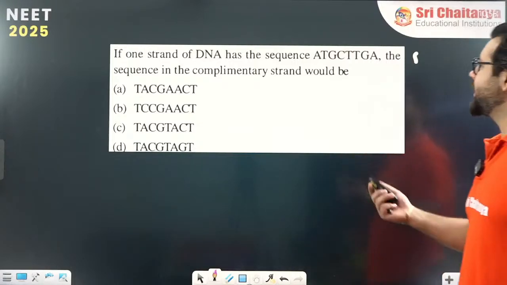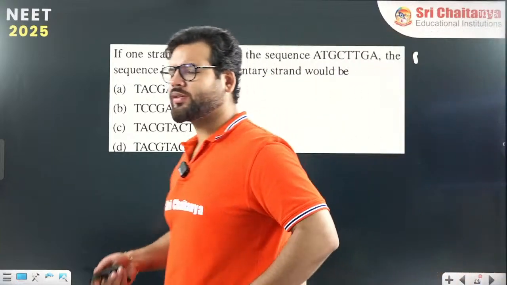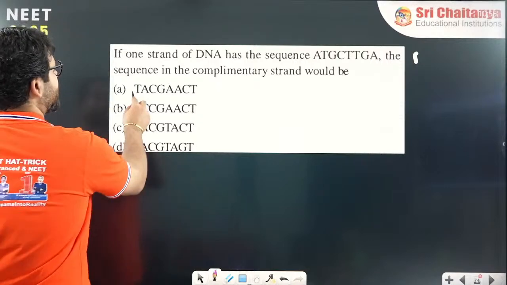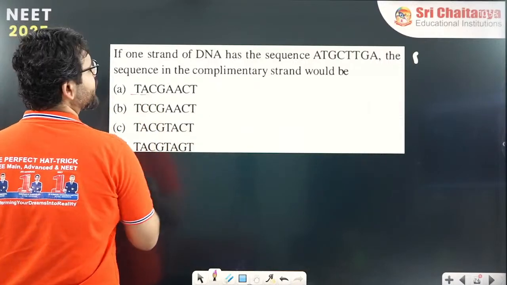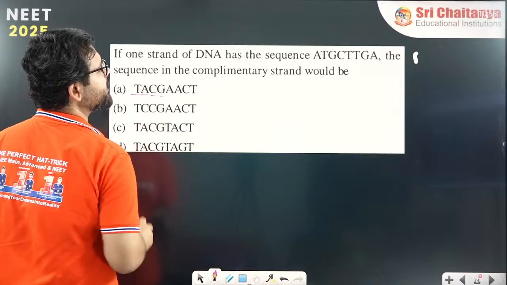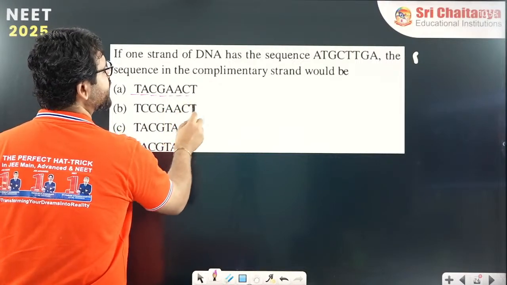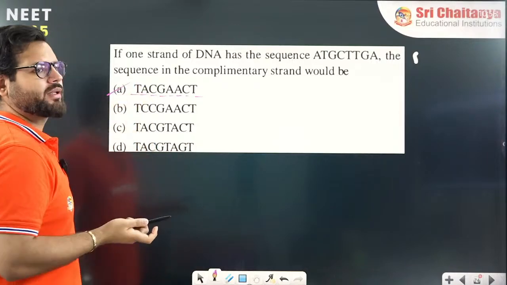In a DNA, A attaches to T. So T should attach to A, G to C, C to G, T to A, T to A, G to C, A to T. Like that you can easily do that.